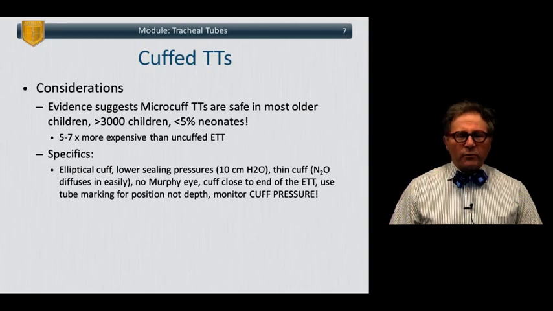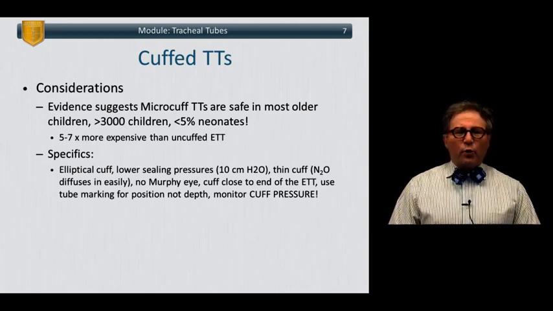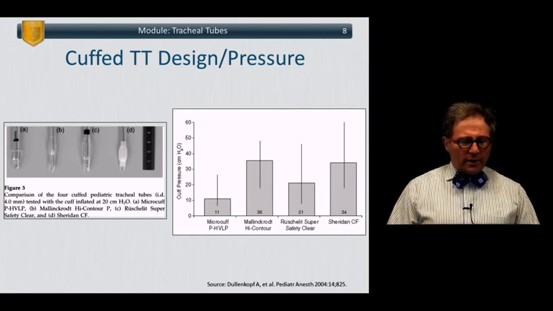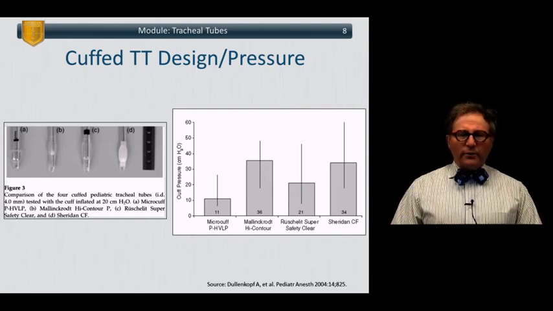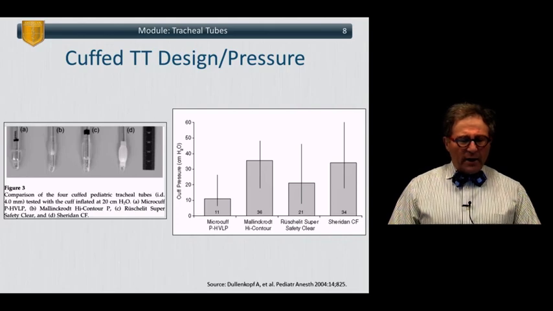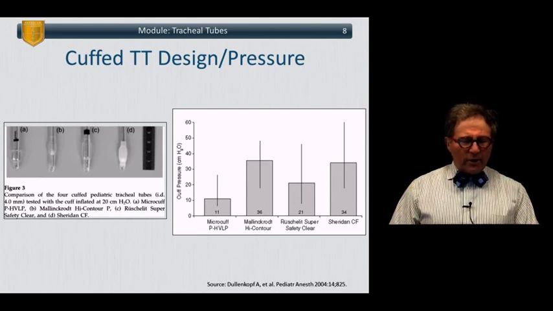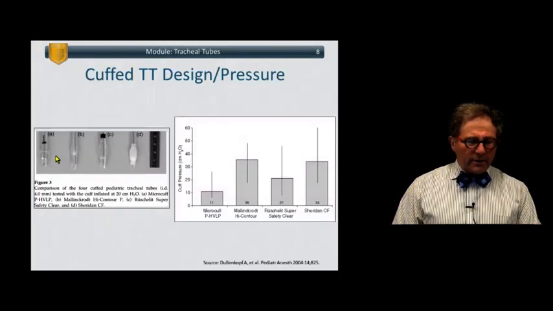But above all, they have been strong advocates for monitoring the cuff pressure for all cuffed endotracheal tubes in order to ensure that we don't sustain any subglottic edema. So on this slide, we see on the left side four commonly used cuffed endotracheal tubes in children, with the microcuff on the far left, and you can see the elliptically shaped cuff, whereas these other ones are more spherical.